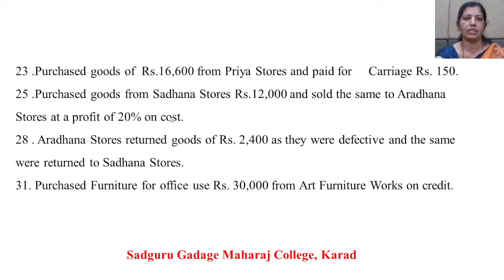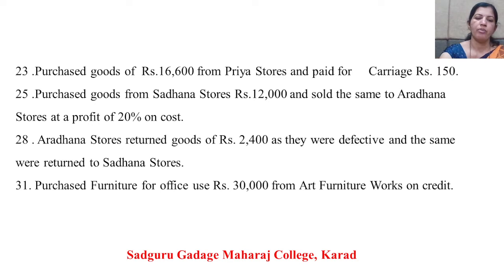Then date 28. Aradhana stores returned goods of rupees 2,400 as they were defective and the same were returned to Sadhana stores. Then date, last, 31st. Purchased furniture for office use rupees 30,000 from Art Furniture Works on credit. See, this is the illustration problem on purchase book, sales book, purchase return and sales return. Also, you will find that question on page number 175 of your textbook.